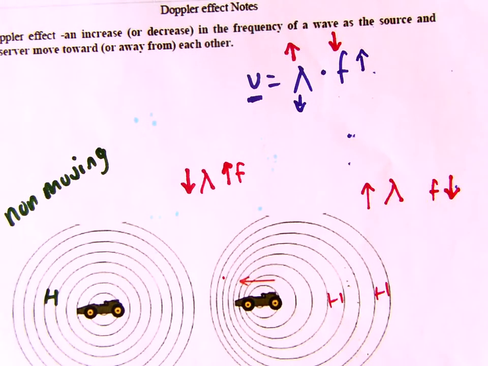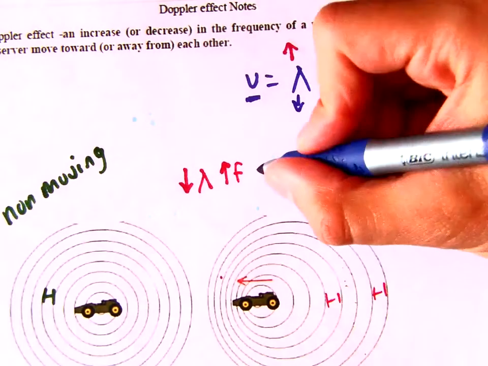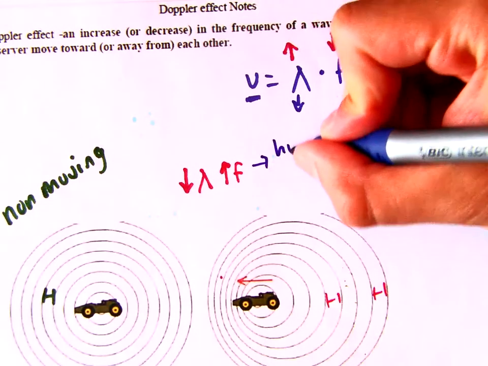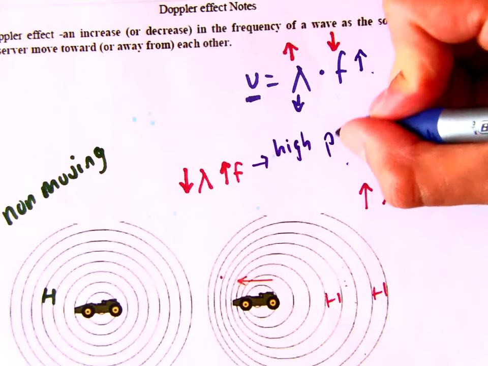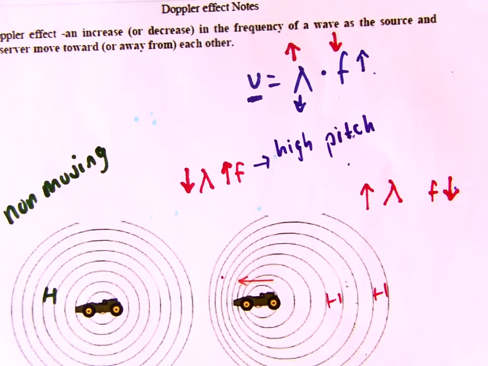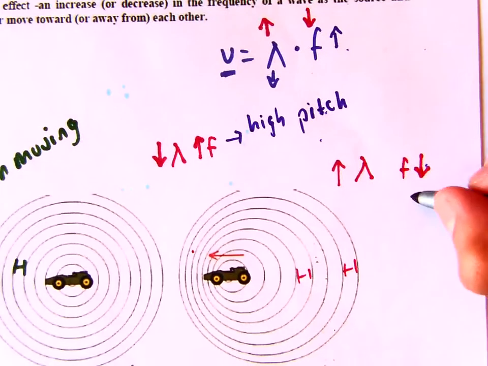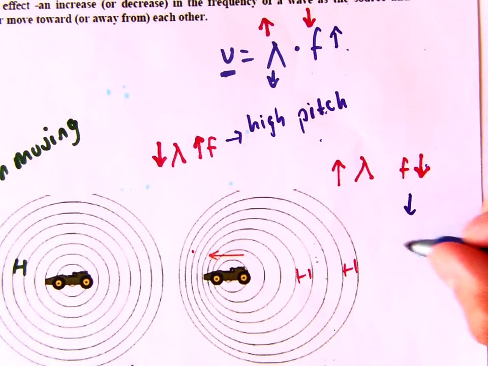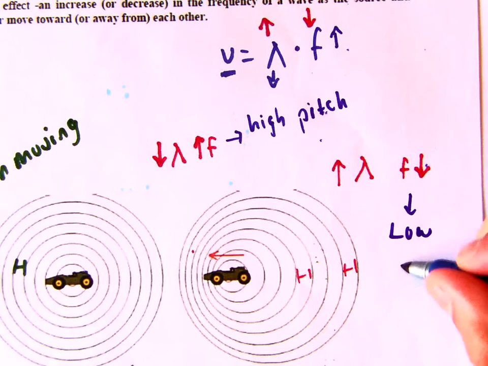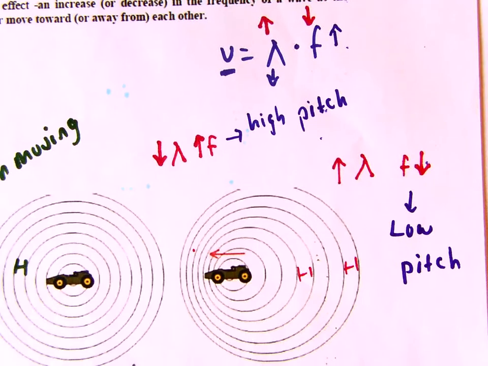So that's why, and how do we interpret frequency? Well, high frequency to us sounds like a high pitch. That's why when the car is coming towards you, you hear a high pitch. How do we interpret a low frequency? A low frequency would be a low pitch. Okay? So that's the main thing.